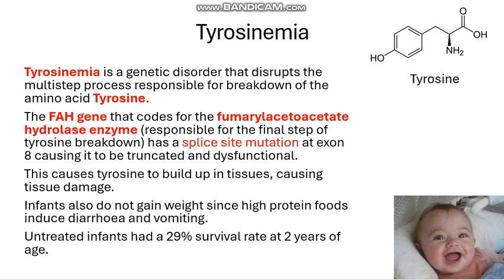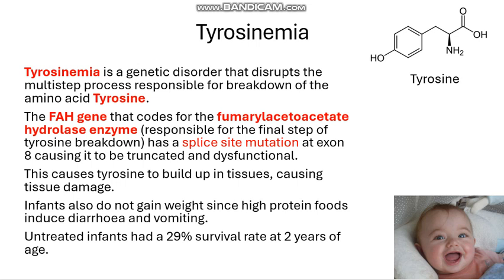This splice site mutation in exon 8 results in the fumarate acetoacetate hydrolase enzyme being truncated and dysfunctional, because obviously it has an intron in the mRNA where it shouldn't, so it's not being transcribed properly, and it may have premature stop codons. This basically means that because there's no enzyme to do the last step of the tyrosine breakdown, tyrosine is going to build up within the body's tissues and cause tissue damage.